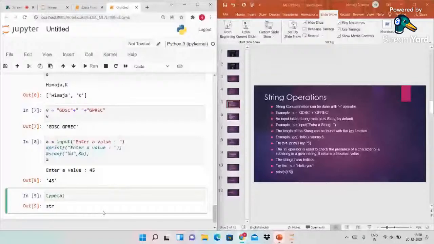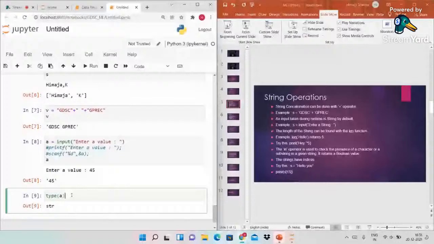Anyway, if we write the type keyword, it specifies what kind of data type that object belongs to, what kind of data type that variable holds. So if you take it, A is string by default. Why? Because we have taken input A from the user, and the input is string by default. But if you want to typecast it, then you have to do it explicitly. You have to give the code and do it.